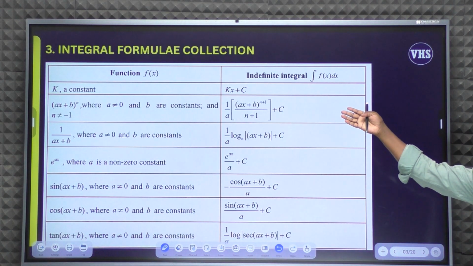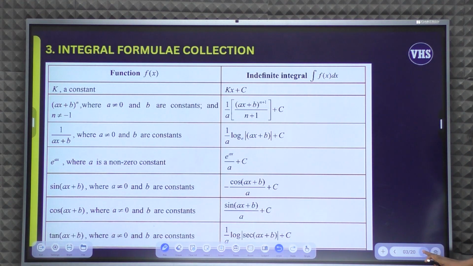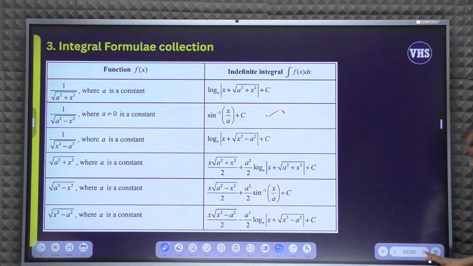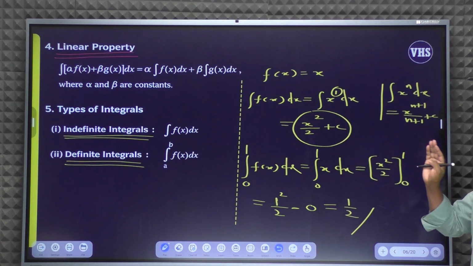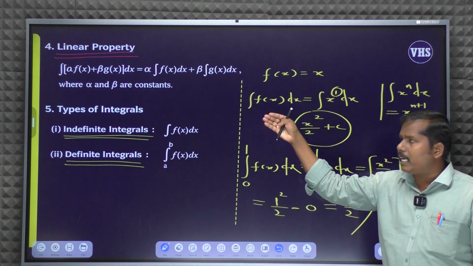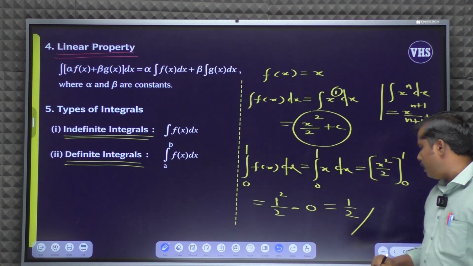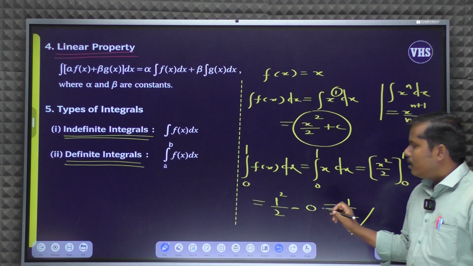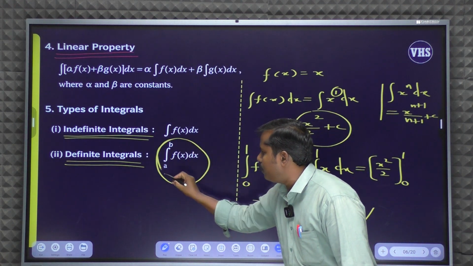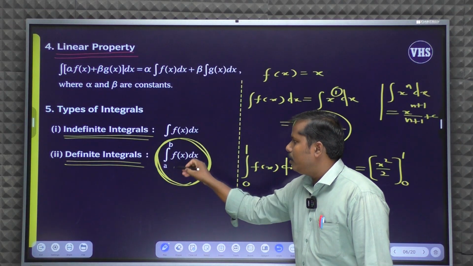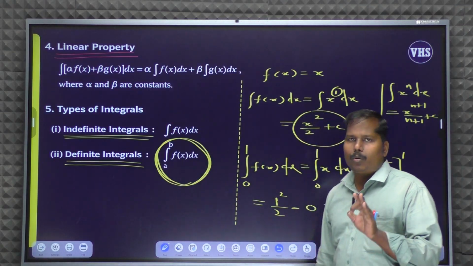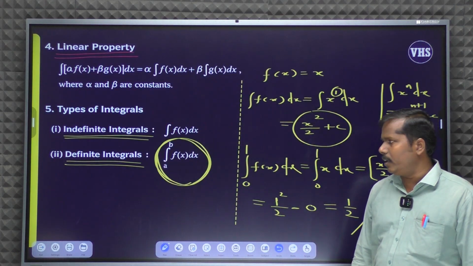Then the important integral formulae collection. Students, these formulas are very, very important. Without these things, you cannot step into the integral chapter. So please be thorough with them. Linear property of integral. Next, 2 major classifications of integrals. Then the pure 12th syllabus. Students, in 12th, we are mainly going to focus on definite integrals only actually. Limit integrals only. You forget about indefinite integrals. Hereafter, we are going to focus on definite integrals only.